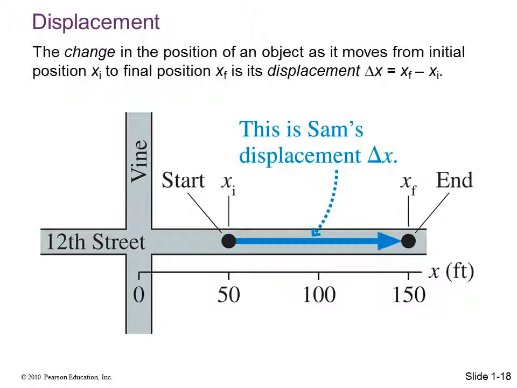because in this class we've defined the positive x direction as heading to the right on our Cartesian coordinate system, and direction matters for displacement, so the positive sign matters, and indeed you can see Sam is moving to the right.